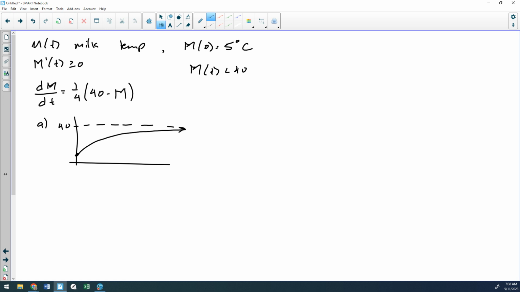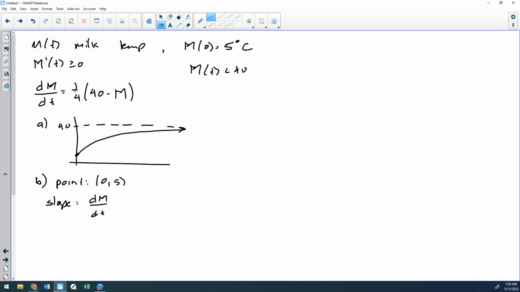Part B: use the line tangent at t equals 0 to approximate M of 2, the temperature of the milk at time 2. So linear approximation, another very nice question. Anytime you want the tangent line, you want the point, which they tell you: yes, the point is (0, 5). The slope will be found with the derivative, which they give us. So that would be dM/dt.